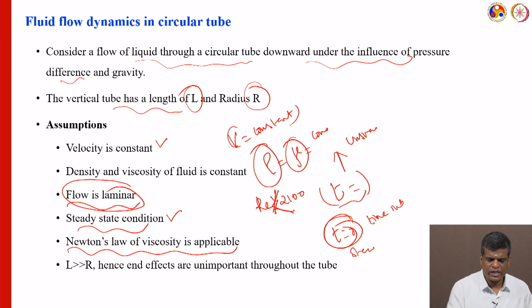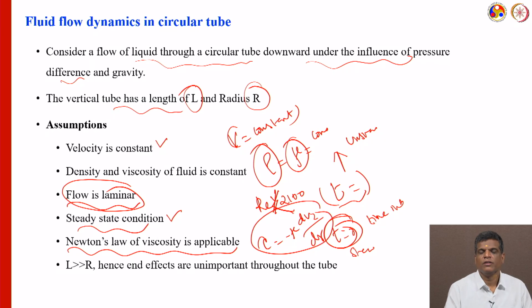Newton's law of viscosity is applicable: tau equal to minus mu dV by dr. In the previous class we discussed Newton's law, tau equal to minus mu dV by dx, but here we are talking about a circular tube. So this is the radial direction, so this dr also will change.